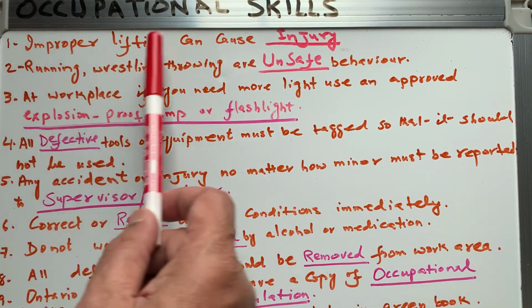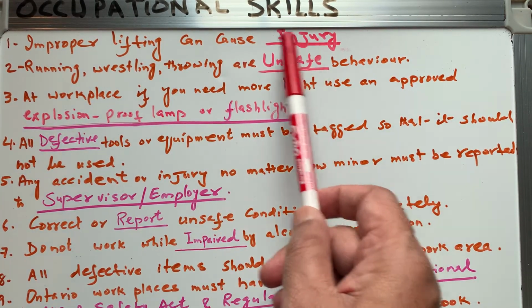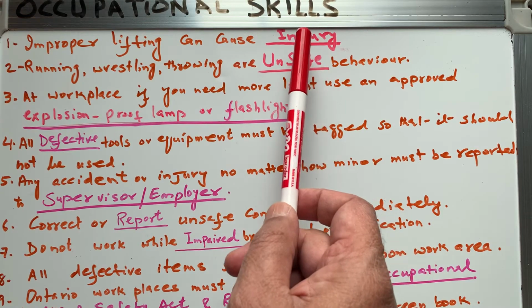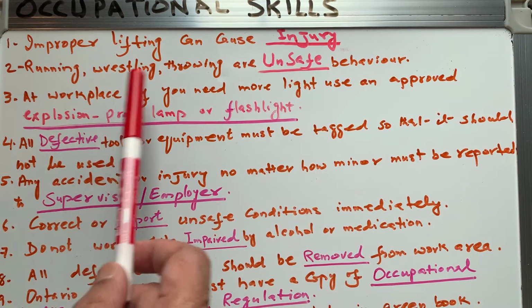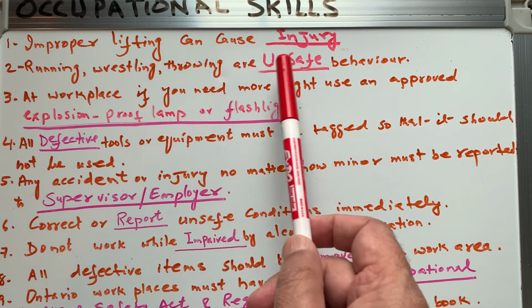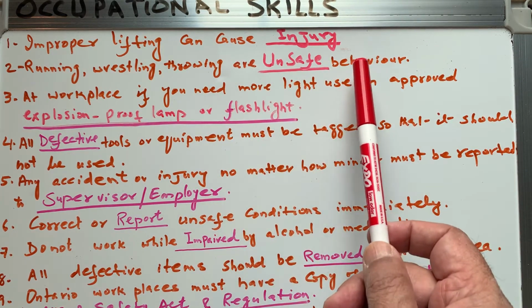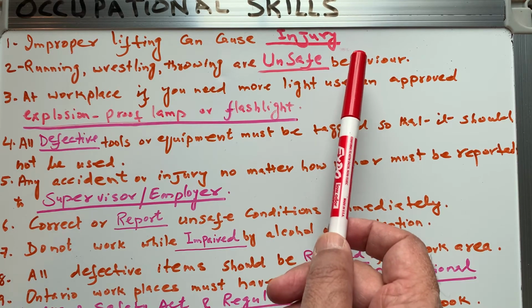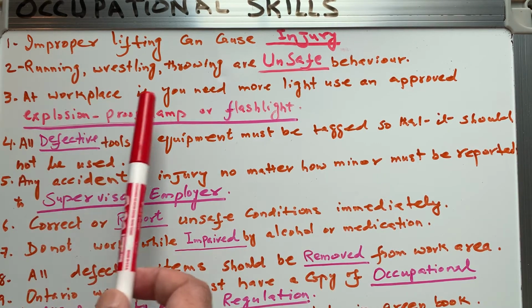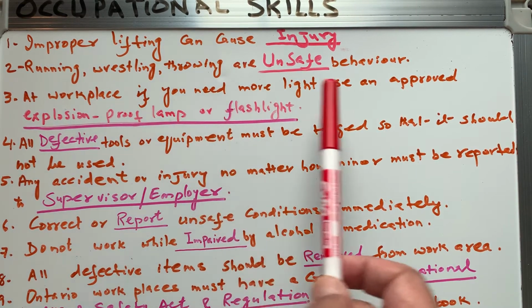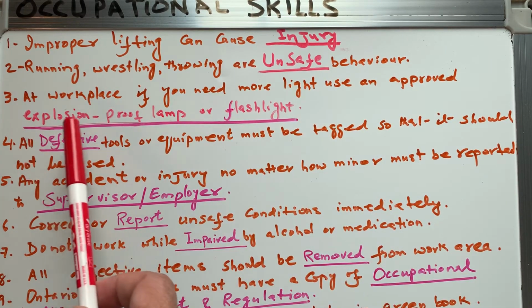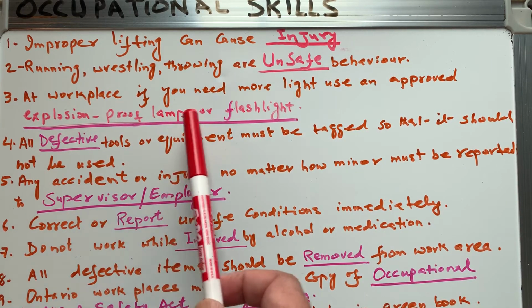Improper lifting can cause injury. Fill in the blank: running, wrestling, throwing things or objects are unsafe behavior. These are all unsafe behavior, so do not do that. At the workplace, if you need more light, use only an approved explosion proof lamp or light.